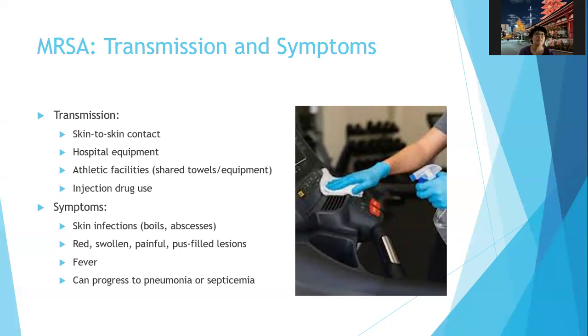So the symptoms can be skin infections like boils or abscesses. It can turn into the flesh-eating bacteria, Staphylococcus aureus. You get red, swollen, painful, pus-filled lesions, fever, and it can progress to pneumonia or septicemia if it gets in your blood. Not good.